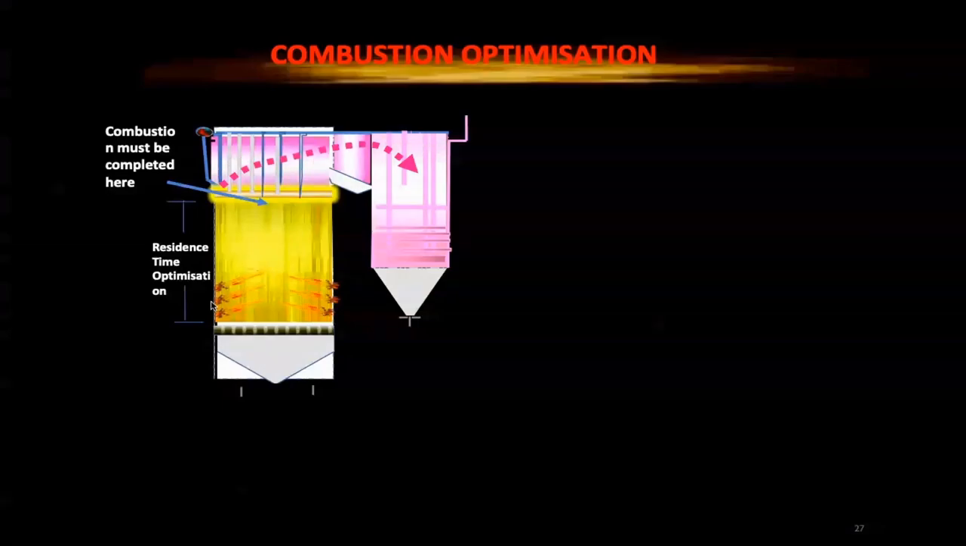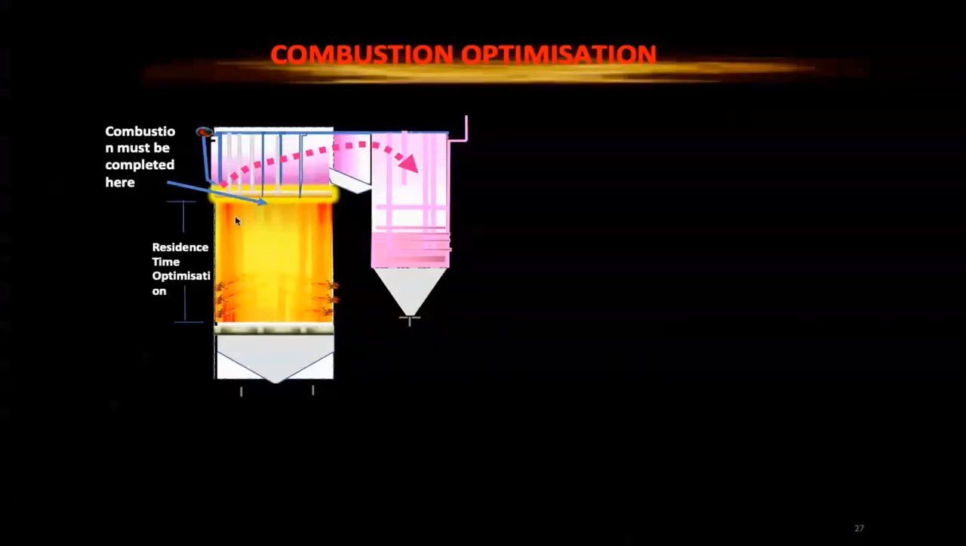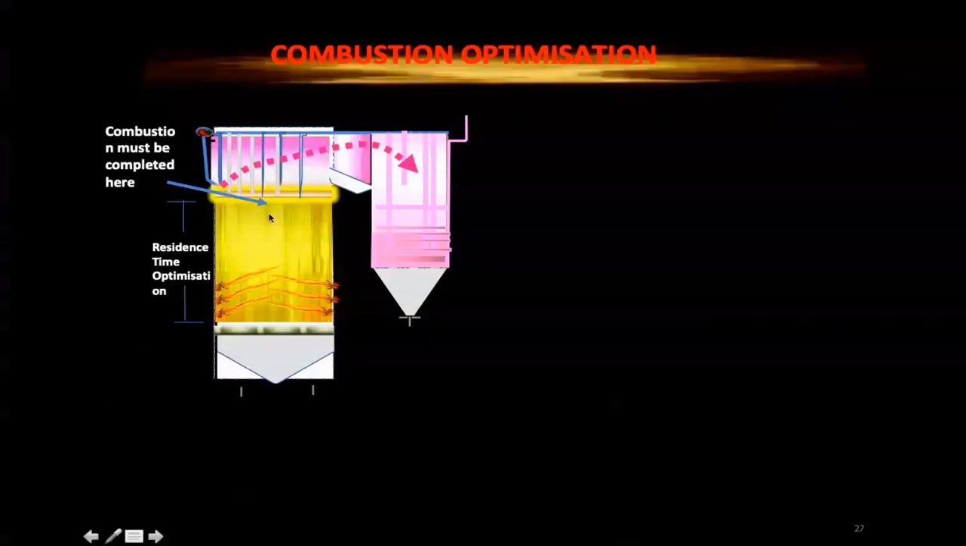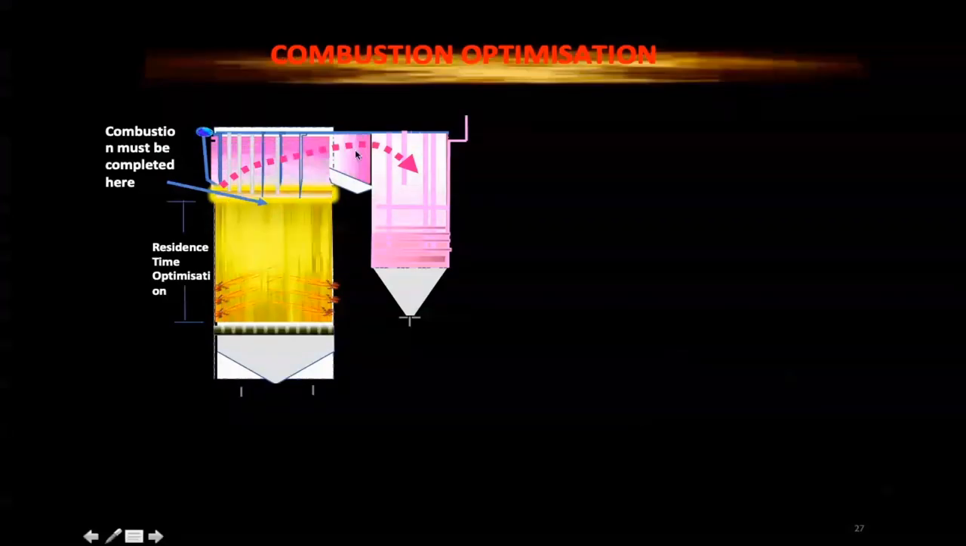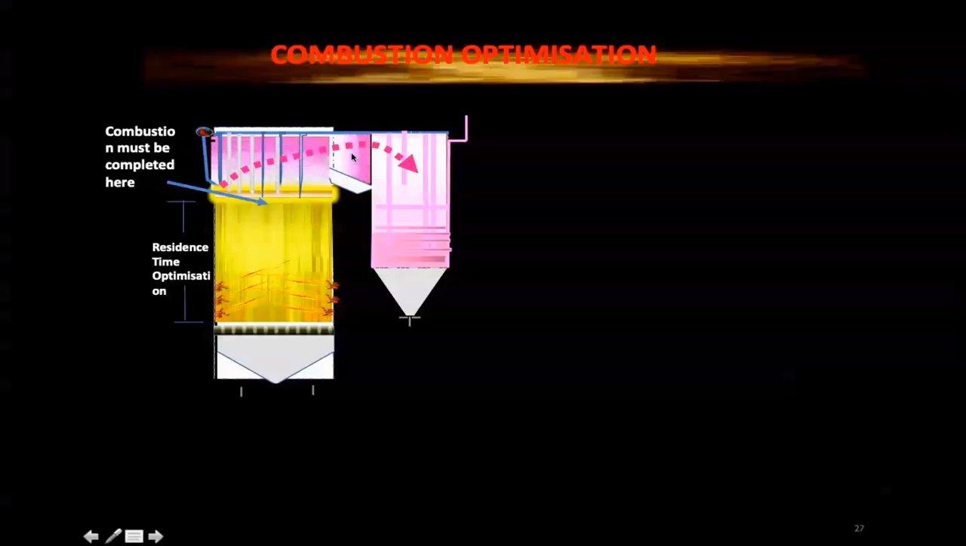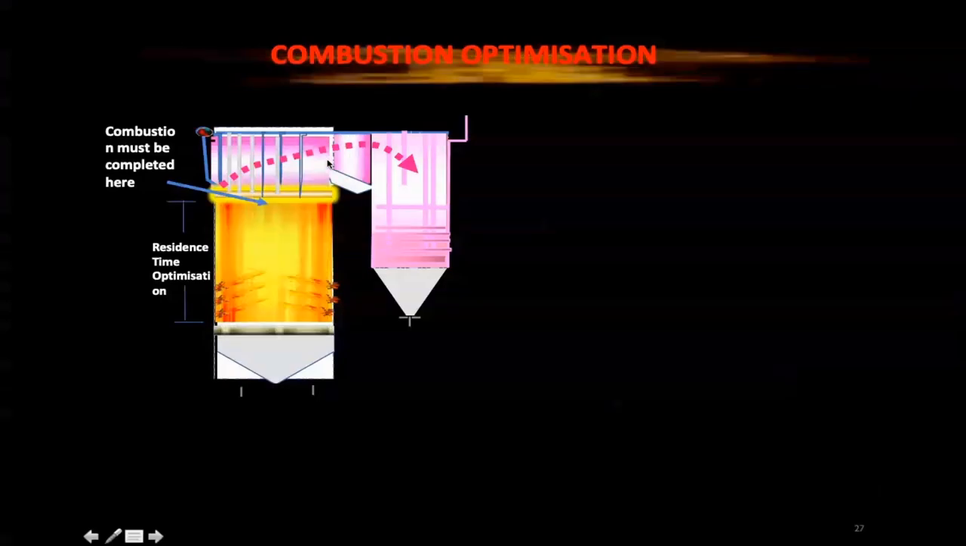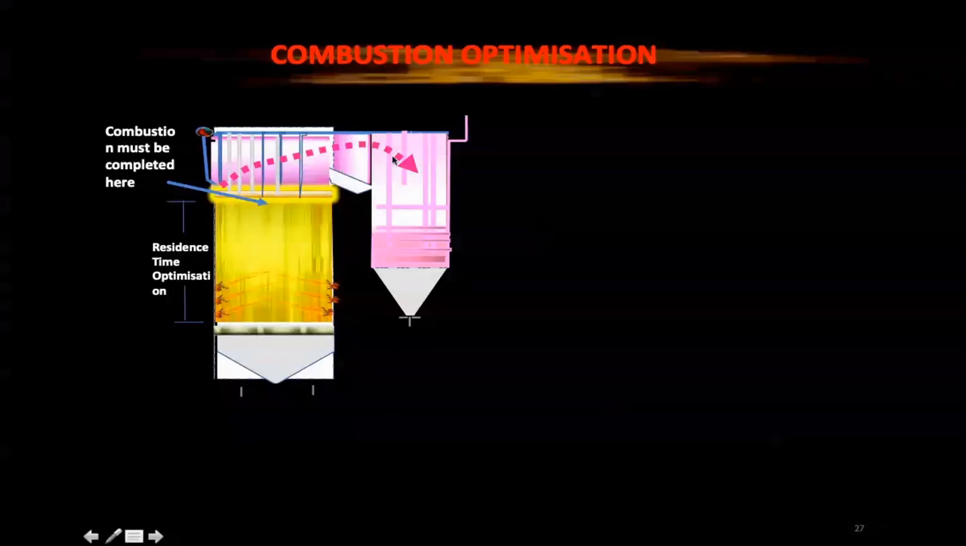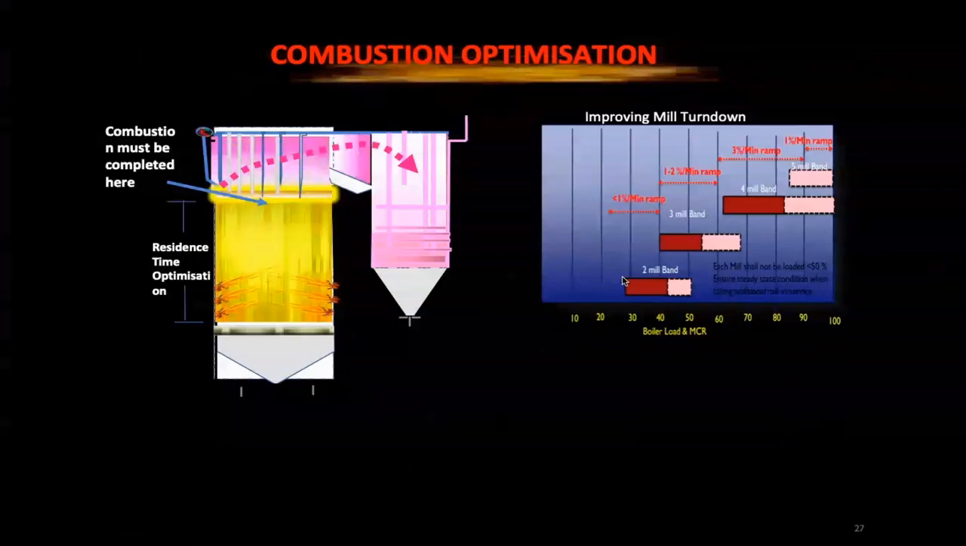So you must aim to complete your combustion before this level. If you're not able to do it, then the combustion will continue in this area and it will be disturbed. You'll get a higher furnace exit temperature and you can never control things. Your superheater overheating, superheater spray, everything will go haywire. And this is the trick I was telling you. Everywhere we achieve 40% by this simple practice.